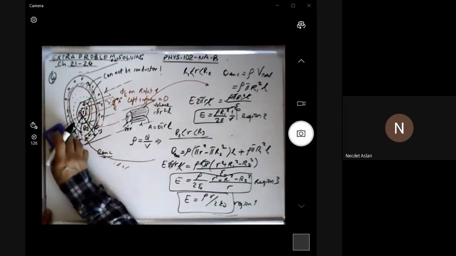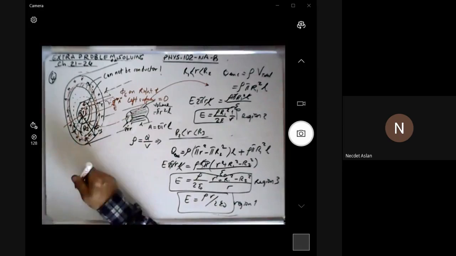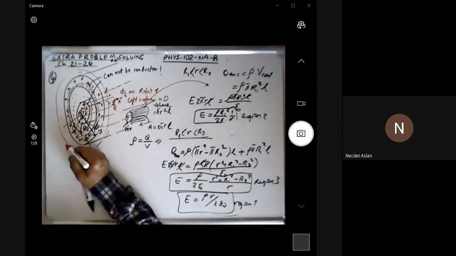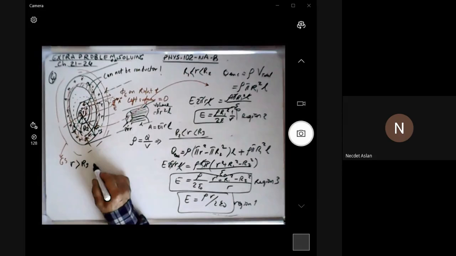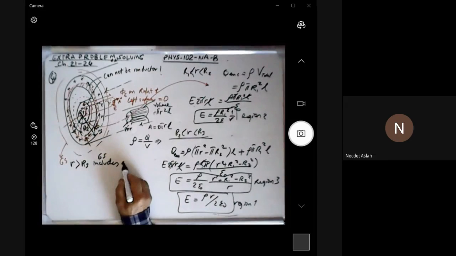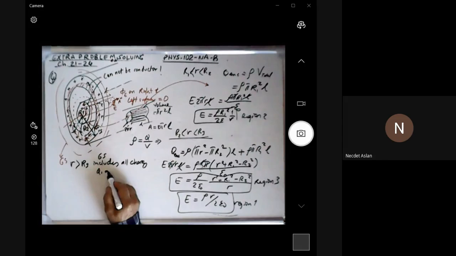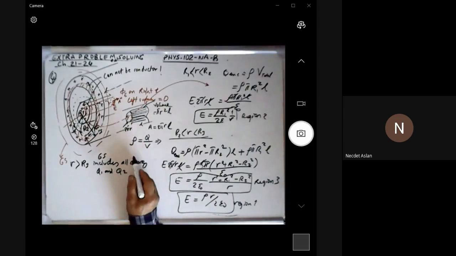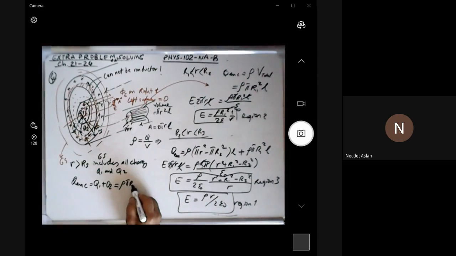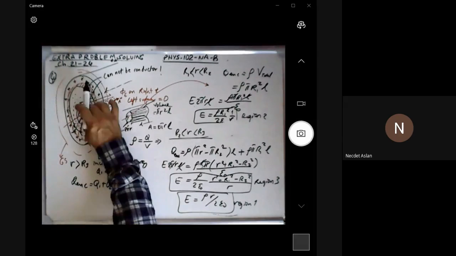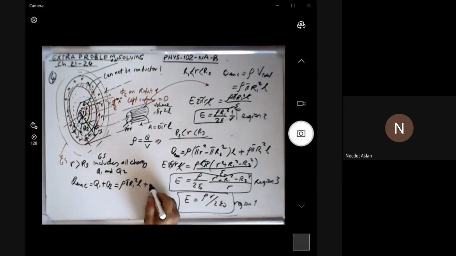So now I will just remove this part and show you that our Gaussian surface is now outside. Just this one. Okay, new Gaussian surface, when R is greater than R3. Now this Gaussian surface includes all charges, Q1 and Q2. What are they? It's just the volumetric charge density times the volume of this thing. So Q enclosed is just the sum of Q1 and Q2, which is given as rho times pi R1 squared times length, just the volume of the inner cable, plus rho pi R3 squared minus R2 squared.